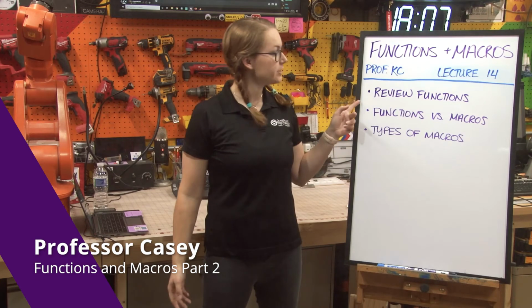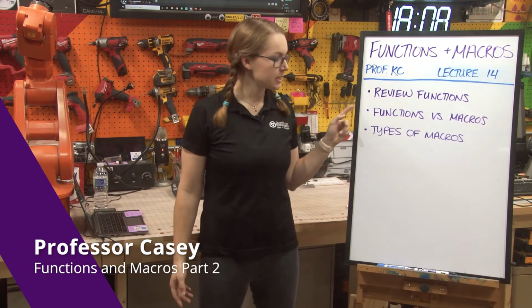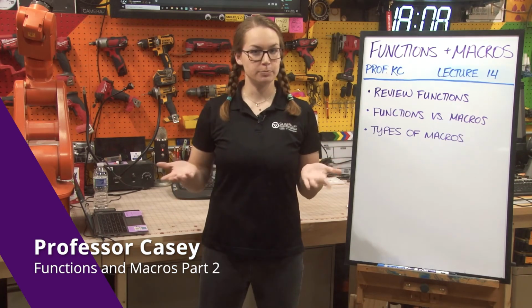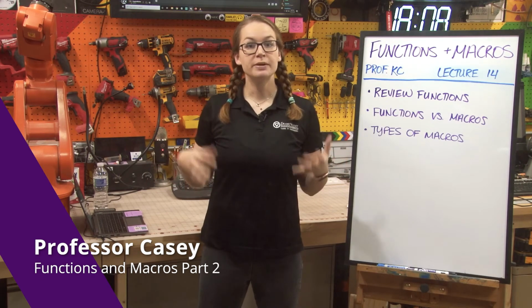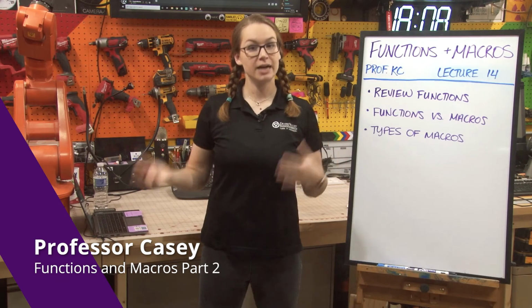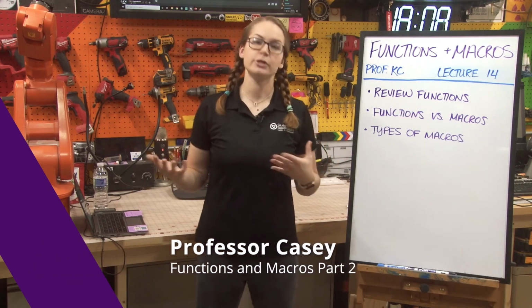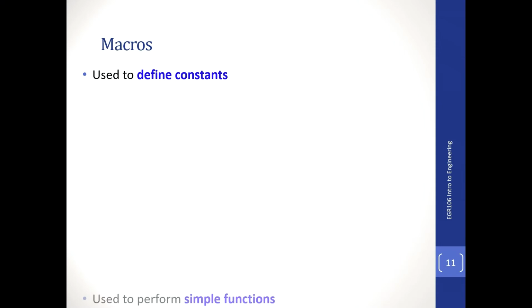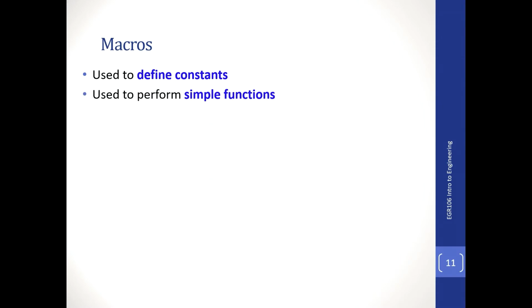In part 1, we talked about a review of functions and why you might use functions versus macros. We're going to jump into part 2 and talk about the different types of macros and a couple more use cases for macros. So macros are used to define constants. That's the simplest type of macro. They can also be used to perform simple functions, like we saw in part 1 with the square function.